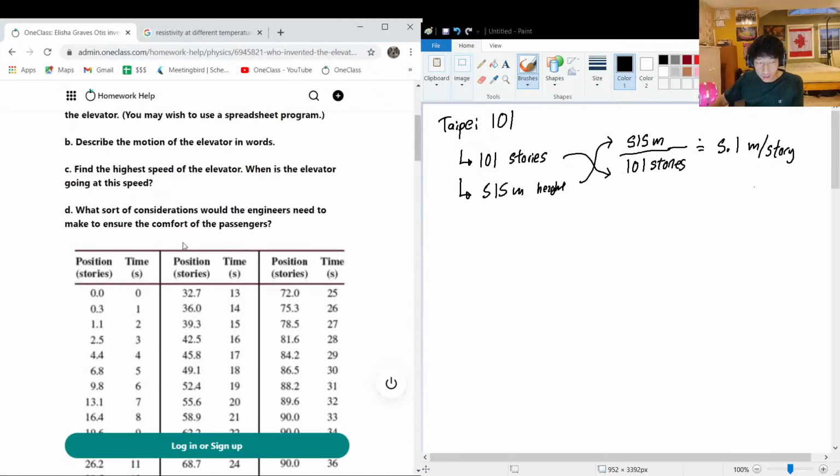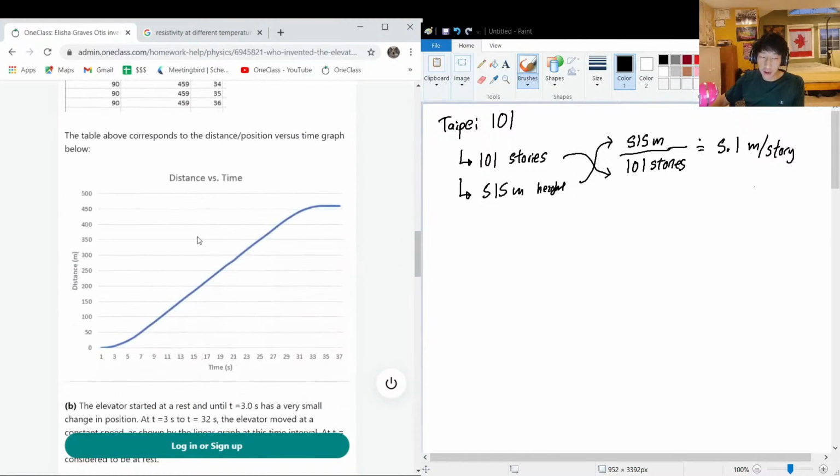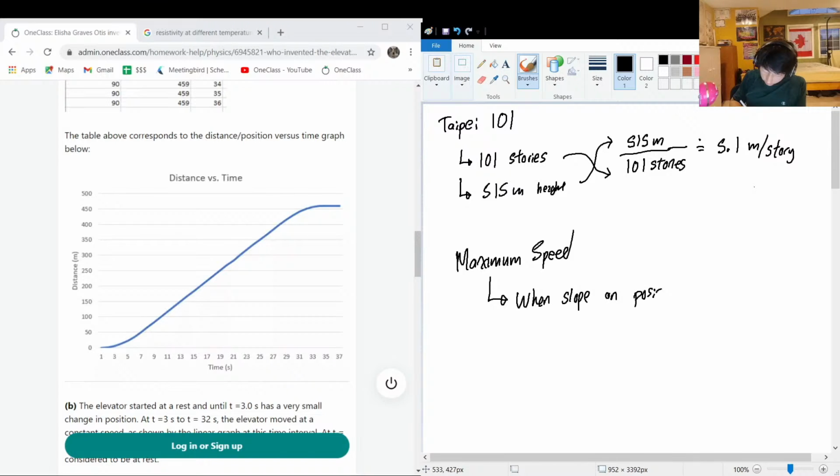Okay, so that's cool, and that's a fairly good description of the elevator in words. Now, the highest speed of the elevator, when is the elevator going at this speed? So when we look at the graph, we're basically trying to find out when the slope of this graph is at a maximum. So maximum speed is when the slope on the position-time graph is largest.